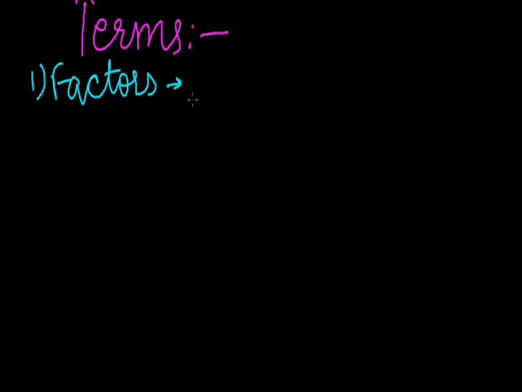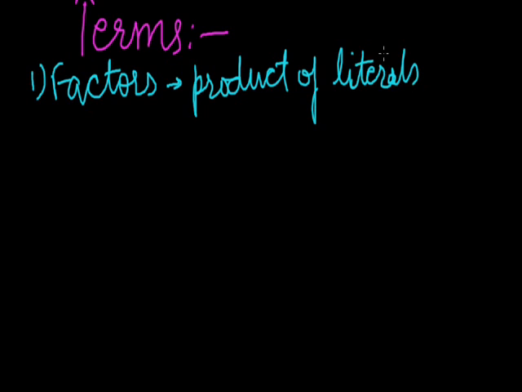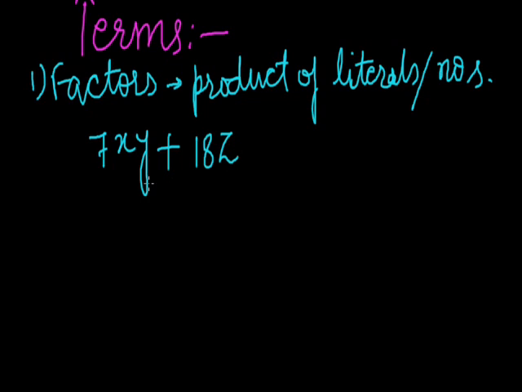In any algebraic expression, every term is a product of some numbers or literals, and all these numbers or literals are known as factors of the term. For example, in the expression 7xy plus 18z, we are having two terms, 7xy and 18z. Taking the first term 7xy, it is the product of 7, x and y. That means 7 is a numerical factor, and x and y are literal factors.